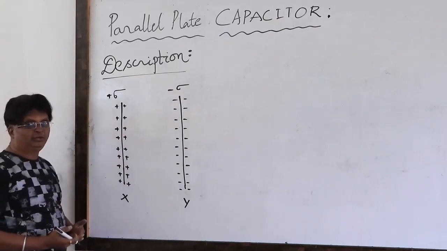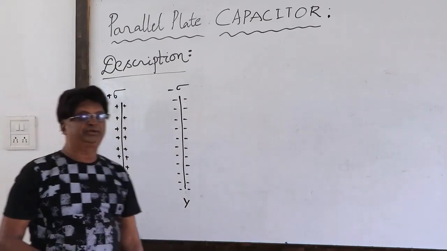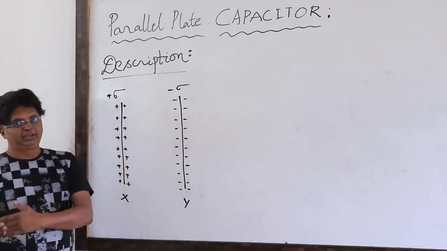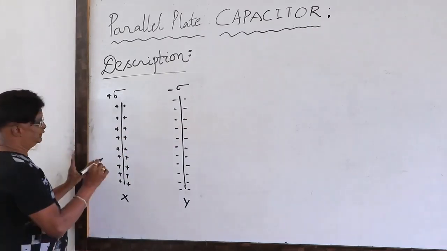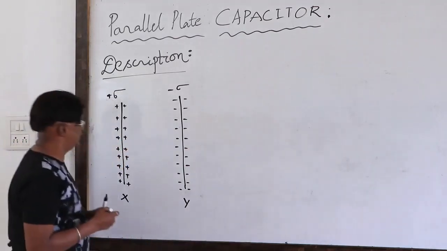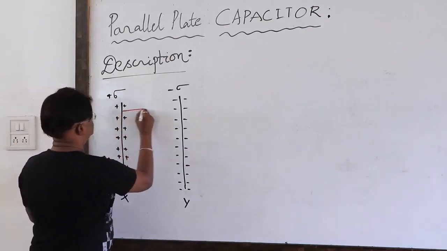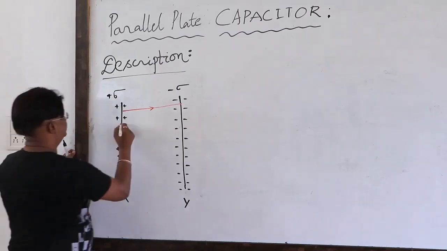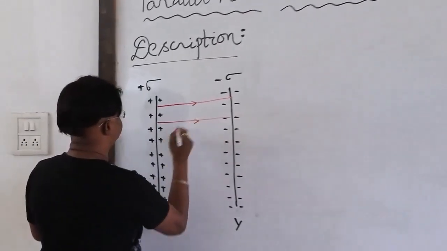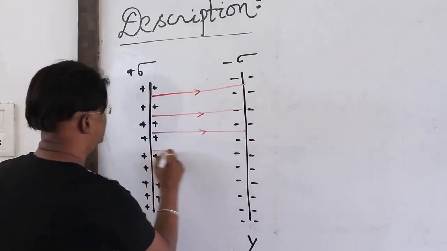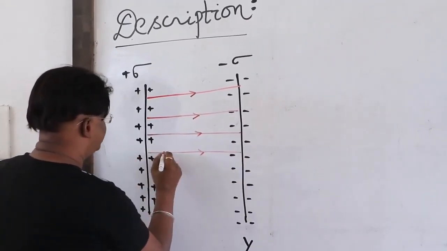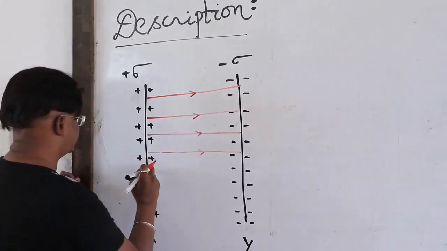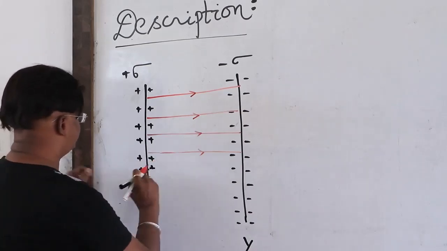Therefore, there is an electric field directed from the positive plate to the negative plate. Here I am showing this electric field with red color. This is an electric field directed from the positive plate to the negative plate. As you can see, the lines are straight, parallel and equidistant. Therefore, you can definitely say that it is a uniform electric field.